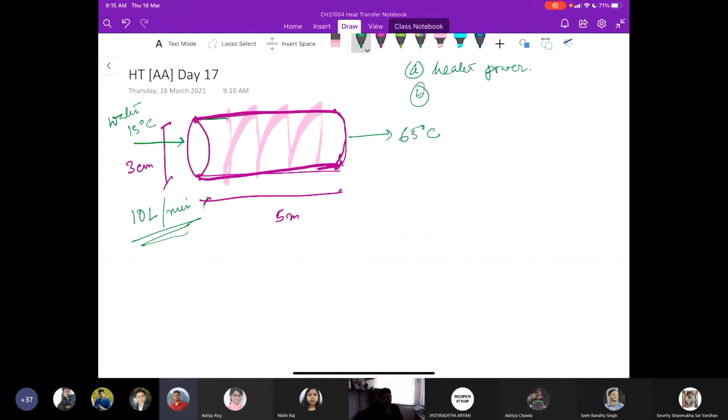And part B, what would be the inner surface temperature? Now at first tell me whether my question is correct or not. If the question is correctly posed or not. Did you get my concern?